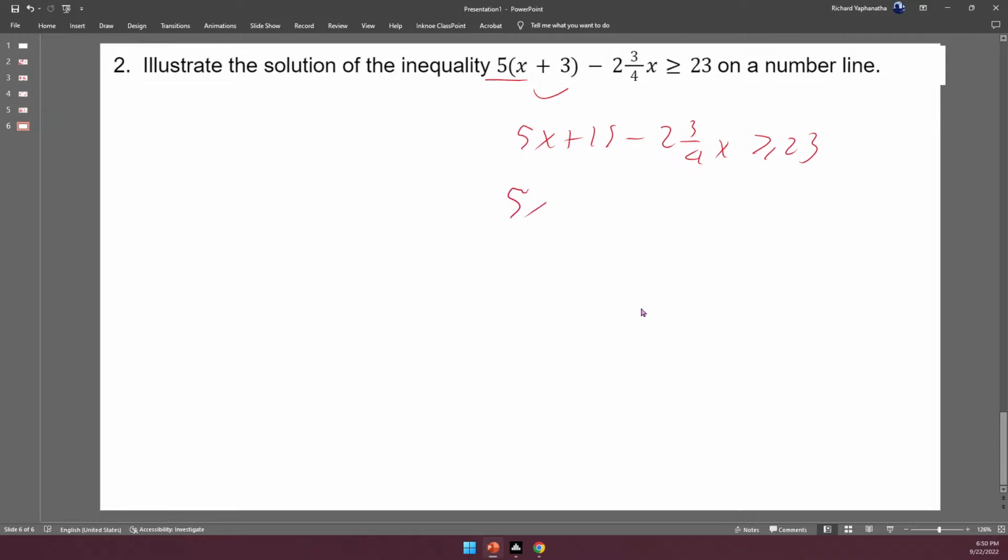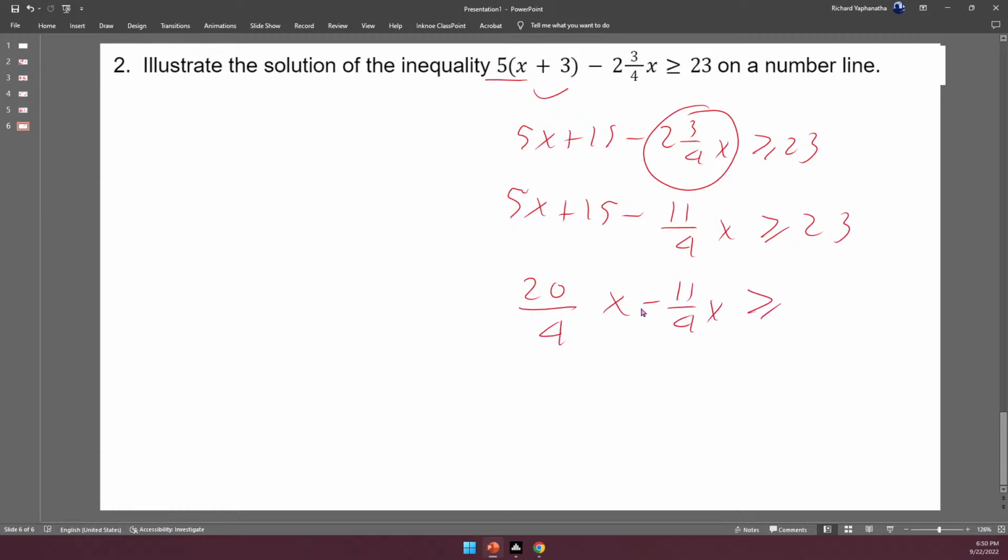So it will be 5x plus 15. Because this is a mixed number, you want to change this into, now I forgot, 4 and 2 it is 11 over 4x. Because of that 23. And then after that you want to make sure it is the same, and then we move this 23 minus 15. So we will have 9 over 4.